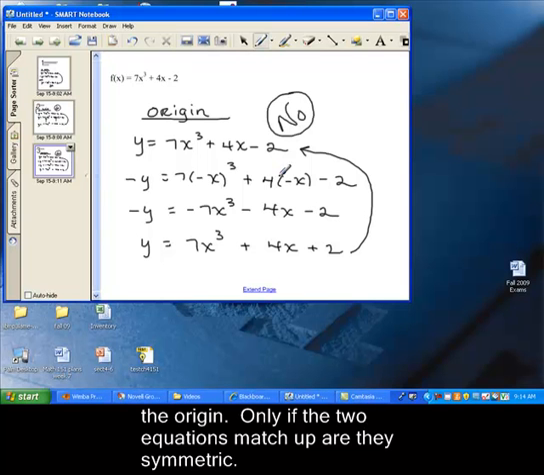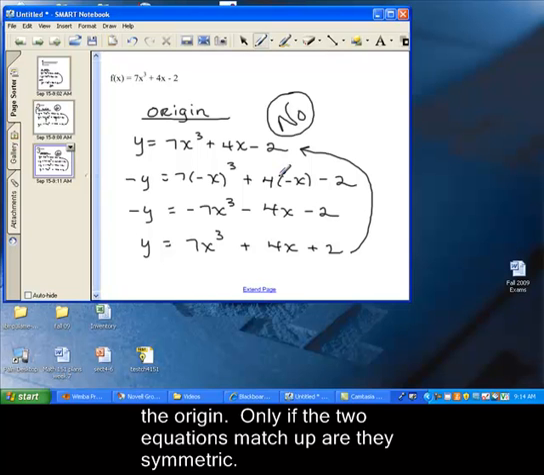So in this particular problem, it is not symmetric about the x-axis, it is not symmetric about the y-axis, and it is not symmetric about the origin. Only if the two equations match up would you say, yes, they are symmetric. So once you get finished with doing the algebra, if the two equations match up, the previous one and the new one, then you would say yes.